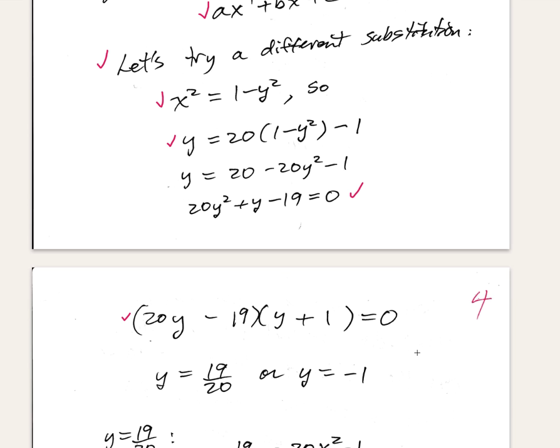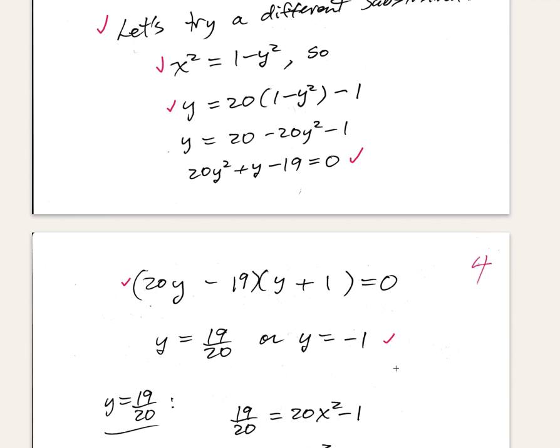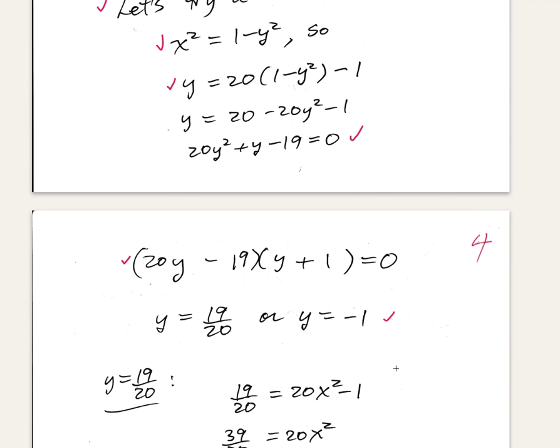Try factoring first whenever you run into a quadratic equation. And I did here. I found it's 20y minus 19 times y plus 1. So that means y is 19/20ths, or y could be what? Negative 1. Taking each factor, setting it to 0, and solving.